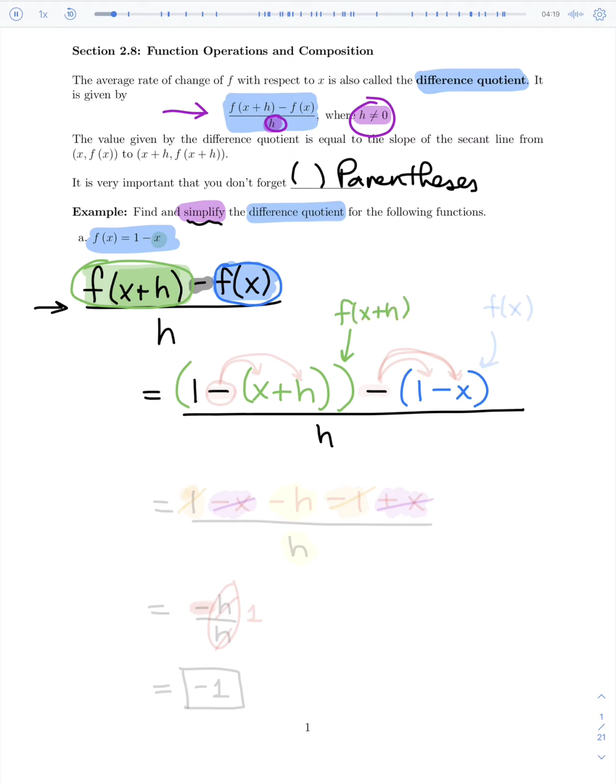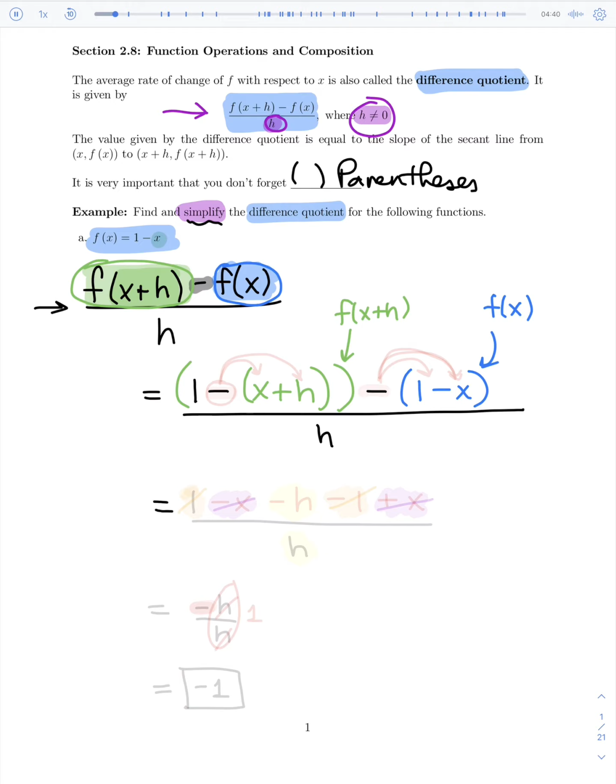My second piece here in blue is my f of x. They're both pieces. They both need parentheses around each other so we don't get confused. Now we need to follow the order of operations to see what we need to do first, second, third, that sort of thing. One thing at a time, though.